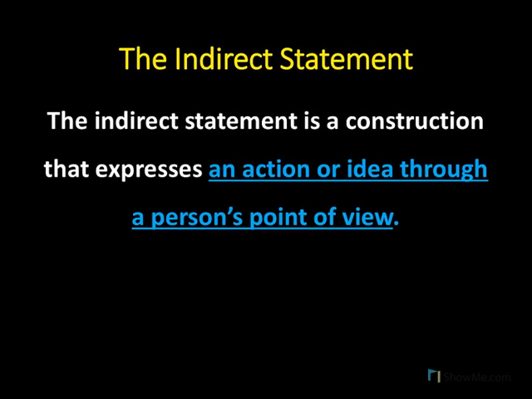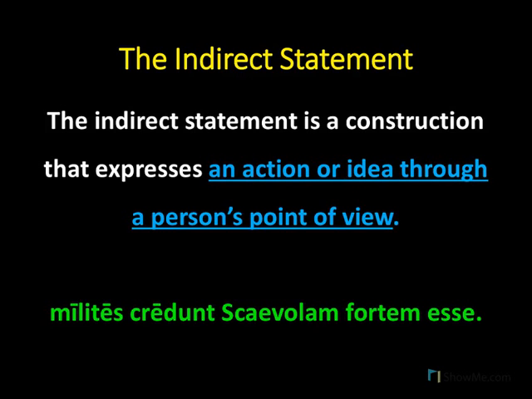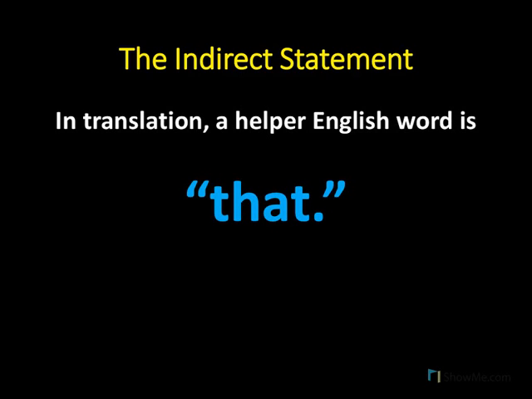Now, remember that the indirect statement is a construction in Latin that expresses an action or an idea through a specific person's point of view. So, in our other example from last time, Milites credunt Scaevolam fortem esse, the soldiers believe that Scaevola is brave. We understand that Scaevola is brave through the point of view of the soldiers and how they believe that Scaevola is brave. In our translations in English, we want to use the word that to help us introduce the indirect statement.